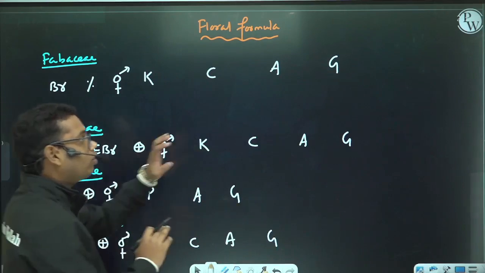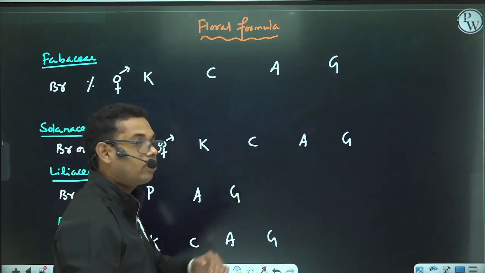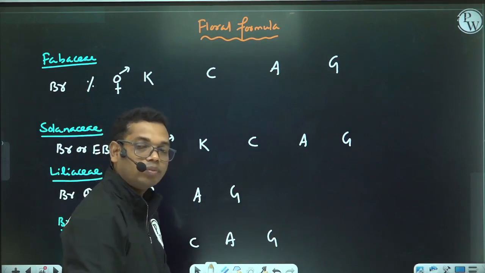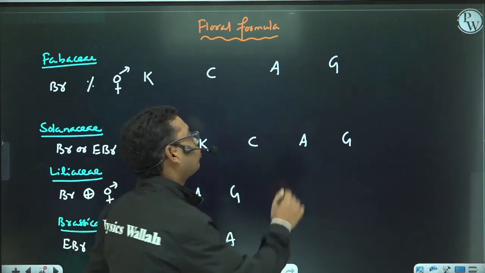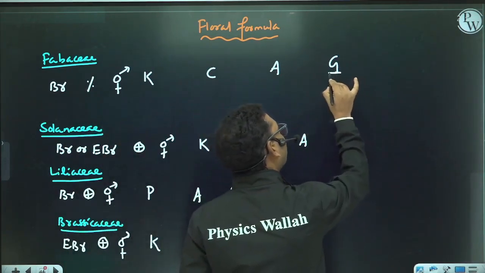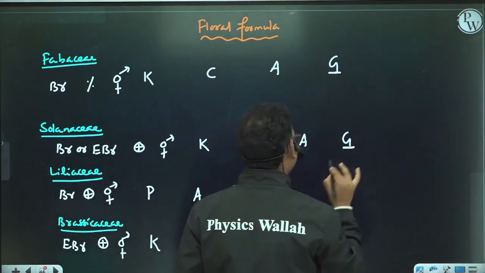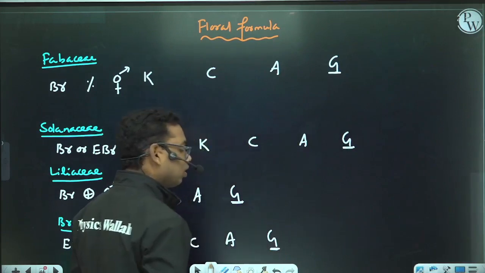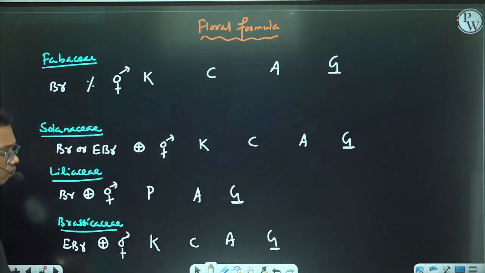In all these cases the flower has superior ovary. For superior ovary I will write like this: we have to underline the G. If the ovary is superior, that means the flower will be hypogynous.